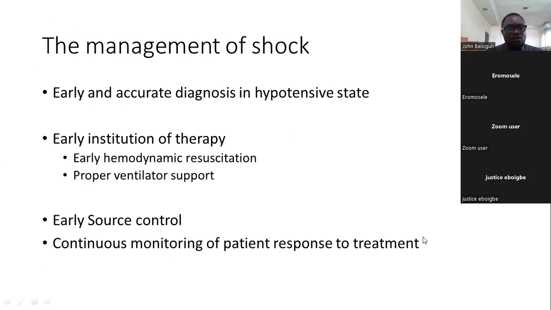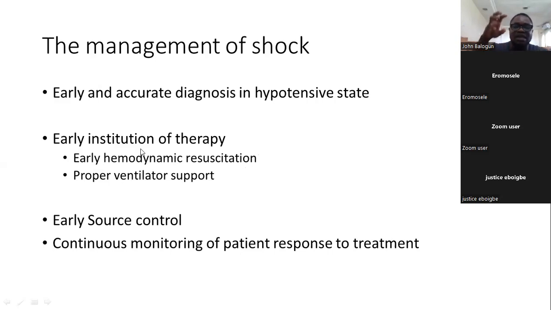Then once shock has occurred, the next thing is to institute therapy immediately. Your aim here is to correct the blood volume immediately and give the patient adequate oxygenation. How do you correct the blood volume? By giving fluid. That's the primary thing you do. If it is hemorrhagic shock, you give blood. In other shock, you give fluid.